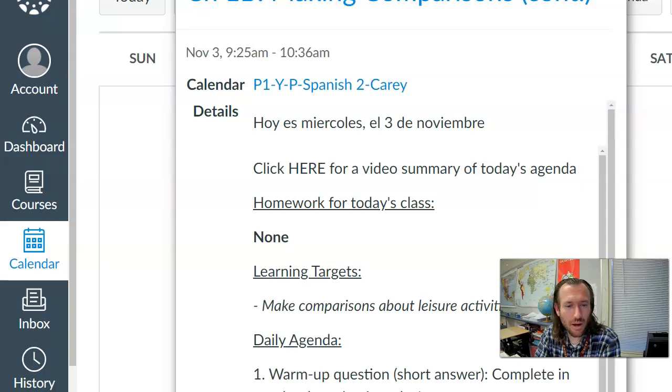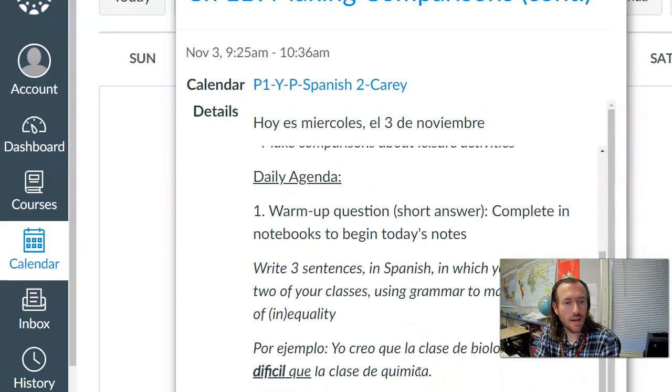No había tarea para hoy. You didn't have any homework due for today. Getting back to the grammar component that we had talked about last week, making comparisons of both equality and inequality is our learning target for today.